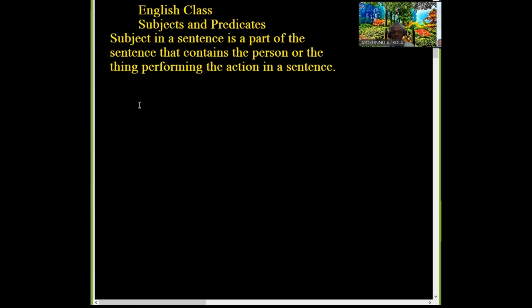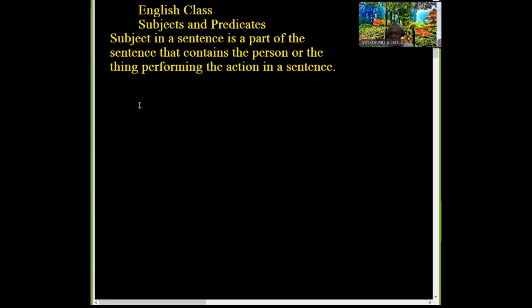The complete subject includes all of the words in the subject. The main word or group of words in the complete subject is called the simple subject, while a compound subject has two or more simple subjects with the same predicate. Okay, before we go on, we need to talk about what is a predicate in a sentence.